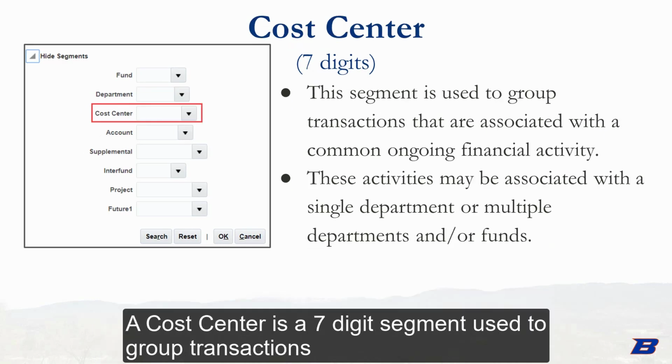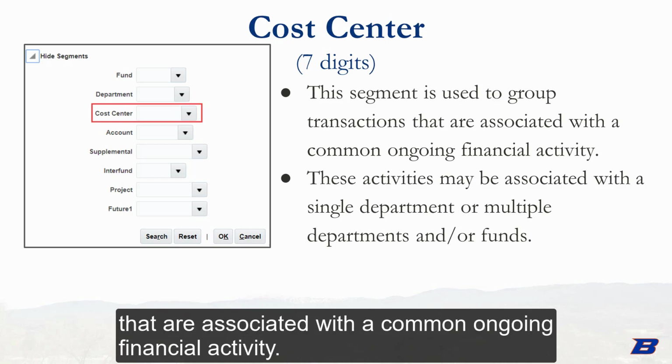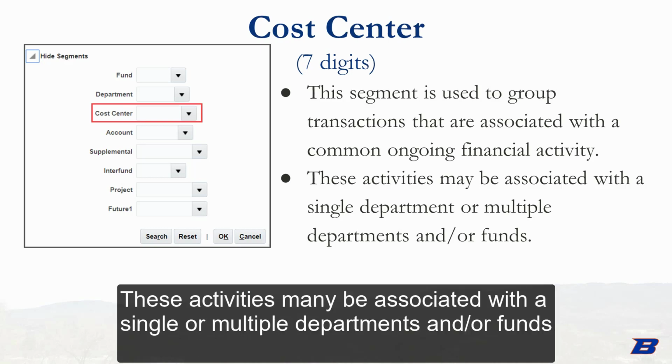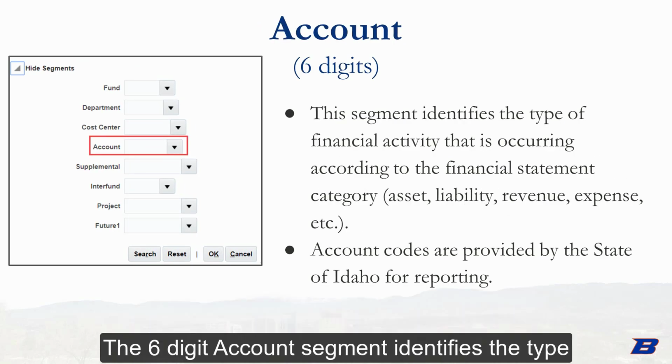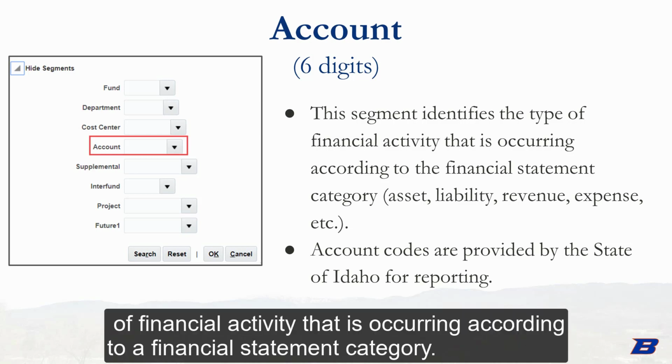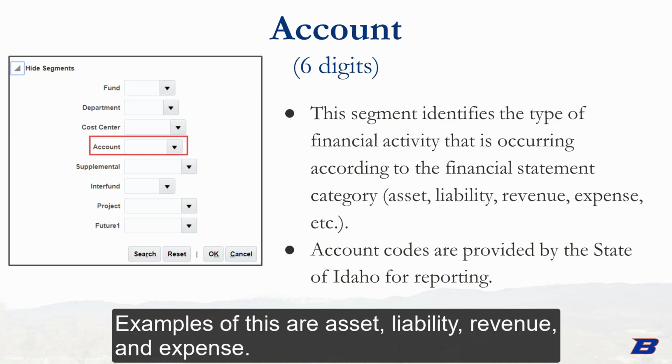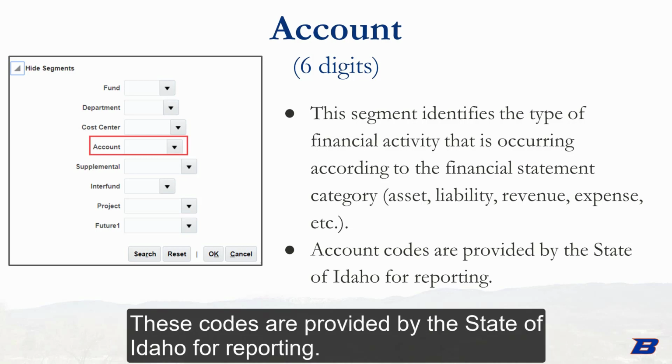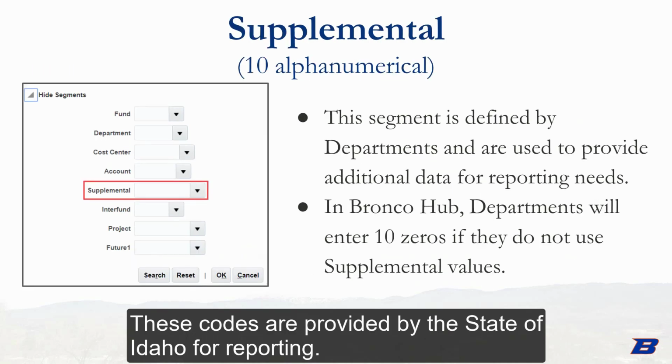A cost center is a 7-digit segment used to group transactions that are associated with a common ongoing financial activity. These activities may be associated with a single or multiple departments and/or funds. The 6-digit account segment identifies the type of financial activity that is occurring according to a financial statement category. Examples of this are asset, liability, revenue, and expense. These codes are provided by the state of Idaho for reporting.